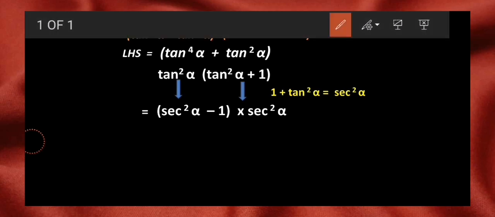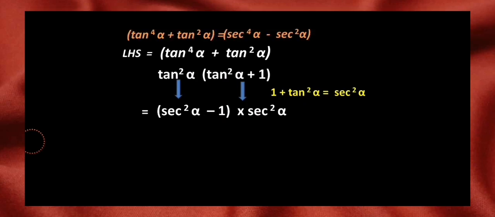square alpha. The best way to solve this is nothing but the fountain method of multiplication, the way I told you. If you carry out the multiplication, that results in sec to the fourth alpha minus sec square alpha, and that is what we needed to prove. I guess this is the second easiest sum of this exercise, in which within 3 to 4 steps we got the answer. That is what our RHS is.